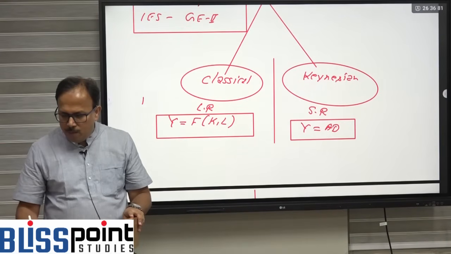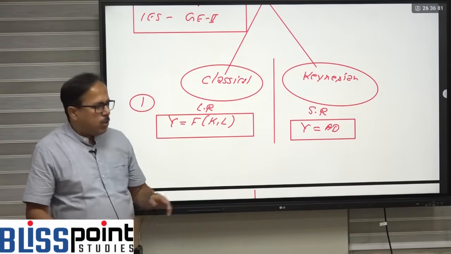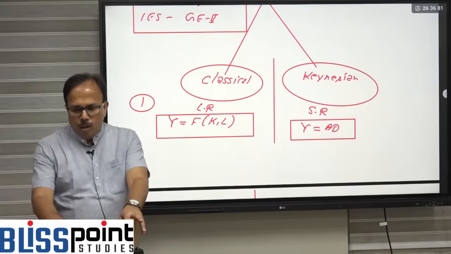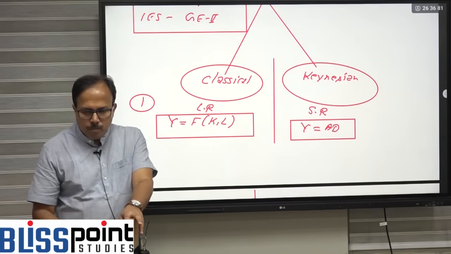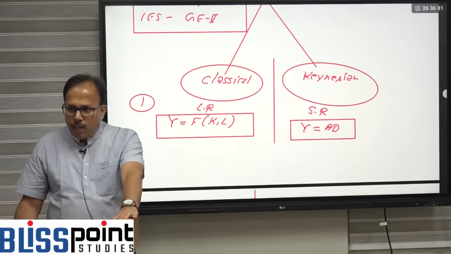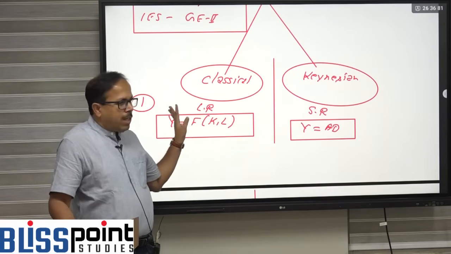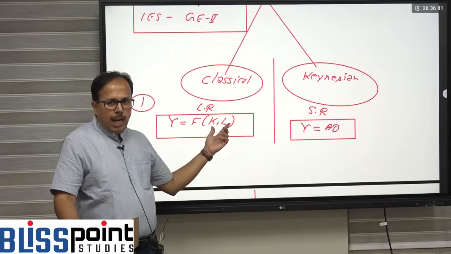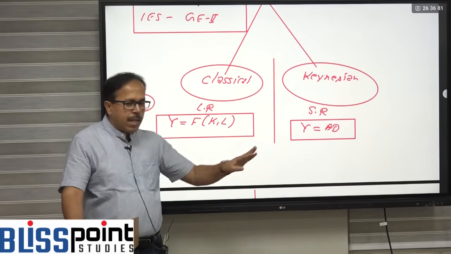So one major difference between classical and Keynesian is regarding their approach: long run description and short run description of the economy. That means according to the classical, output is a function of capital and labor, and according to the Keynesian, output is a function of aggregate demand.